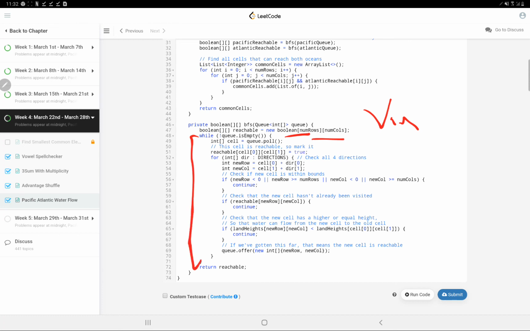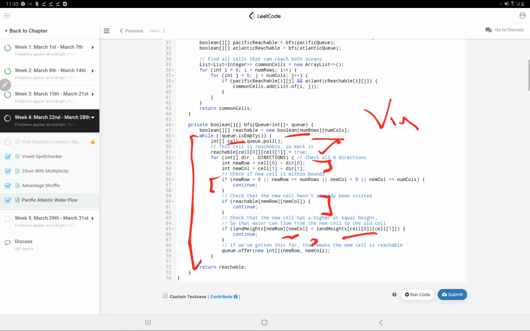While the queue is not empty, we will simply pop the element, and we will mark it true, and we will go in the directions, and we will check that the point doesn't exceed the matrix. If it doesn't exceed the matrix, then we continue, and if it hadn't been visited, then also we continue. And now we only add those points where we move from lower to higher, because we are moving from the ocean to the points. We are checking for lower height to higher height. Had it been the opposite, had we been checking from the points to the ocean, then we would have just simply reversed this check.